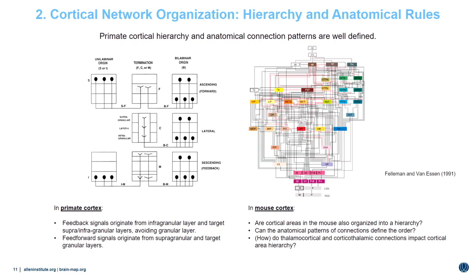So here we ask the questions. First, we ask whether the cortical areas in the mouse brain are actually organized in hierarchy. So is the mouse cortex hierarchical at all? And second, can we actually define the anatomical pattern of connections to define the direction, whether it's feed-forward or feedback? And finally, we ask whether and how the thalamocortical and cortico-thalamic connections impact cortical area hierarchy.